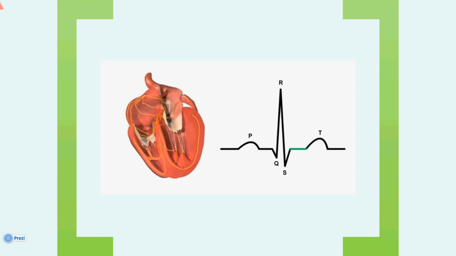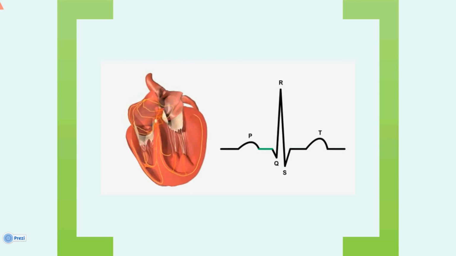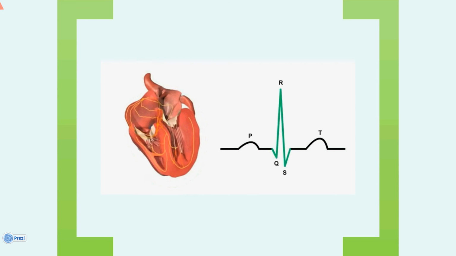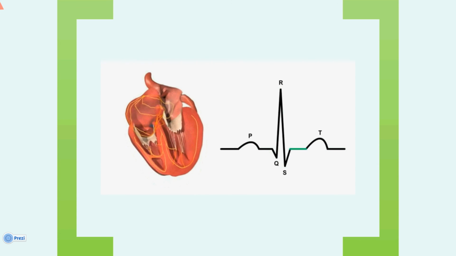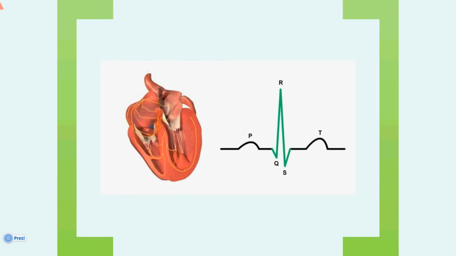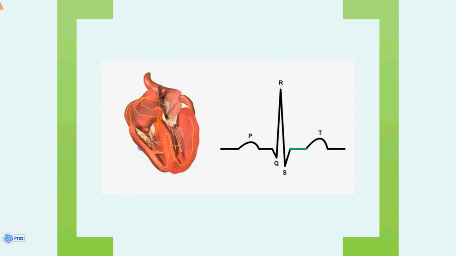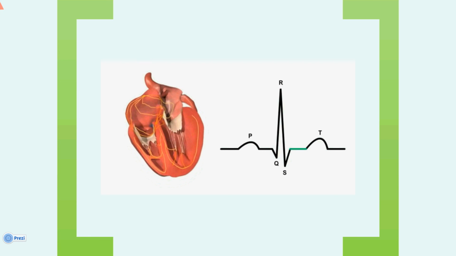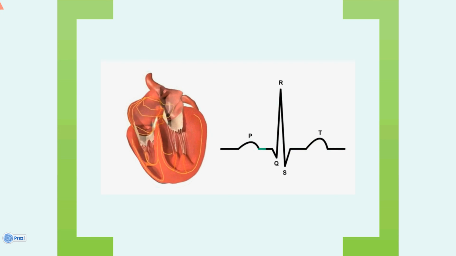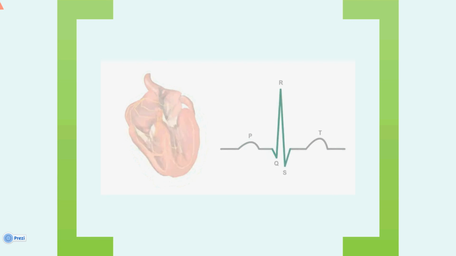The sequence of events just described and the associated ECG trace repeats with every heartbeat. Remember, an ECG is not a tracing of a single action potential, but an amalgamation of the many action potentials that constitute the electrical activity of the heart.